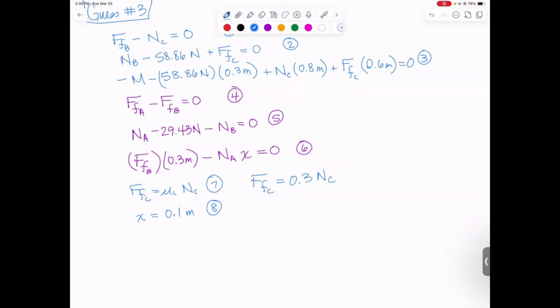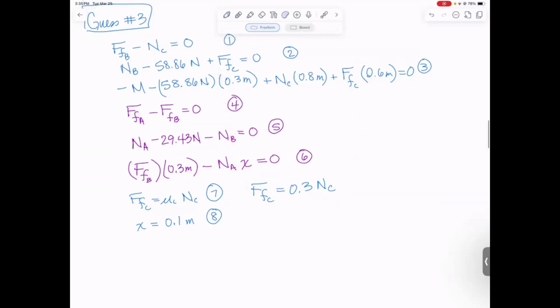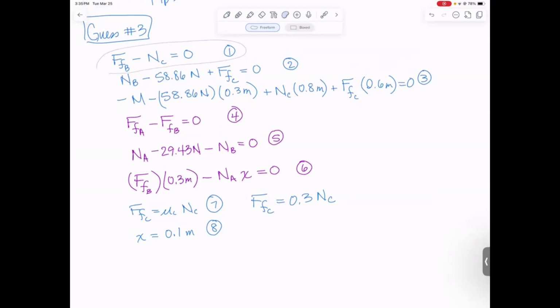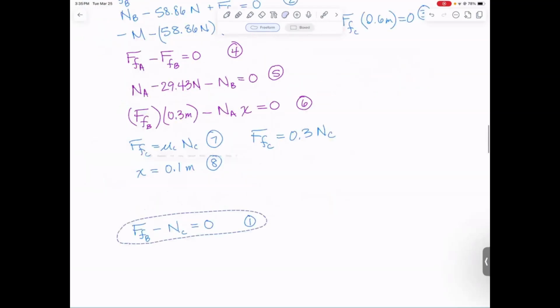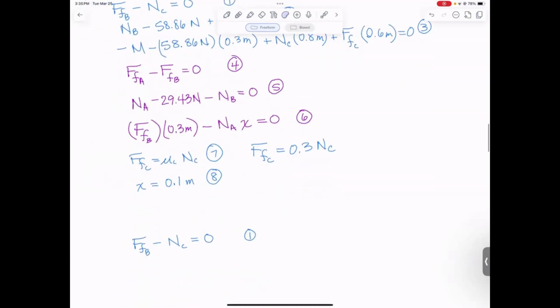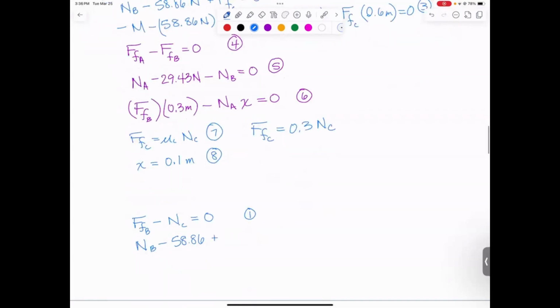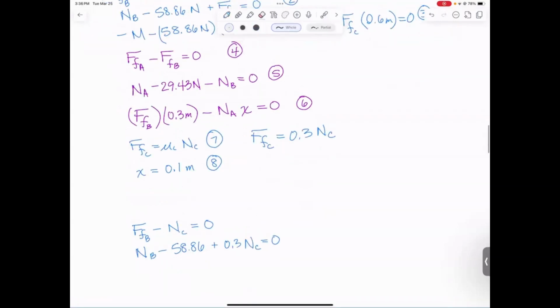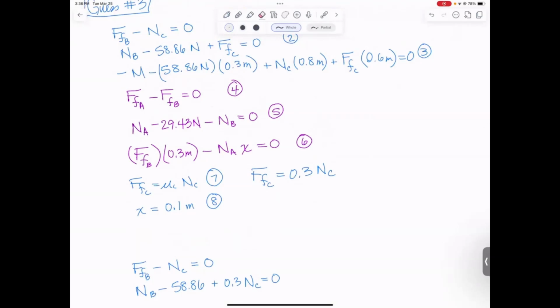So let's simplify this a little bit. I want to replace my friction force at C up here as well as up here. And then I'm going to write down all of my equations. First equation doesn't have anything changed. Second equation has a force of friction in it, so that second equation is going to be exactly the same. NB minus 58.86 plus equals 0.